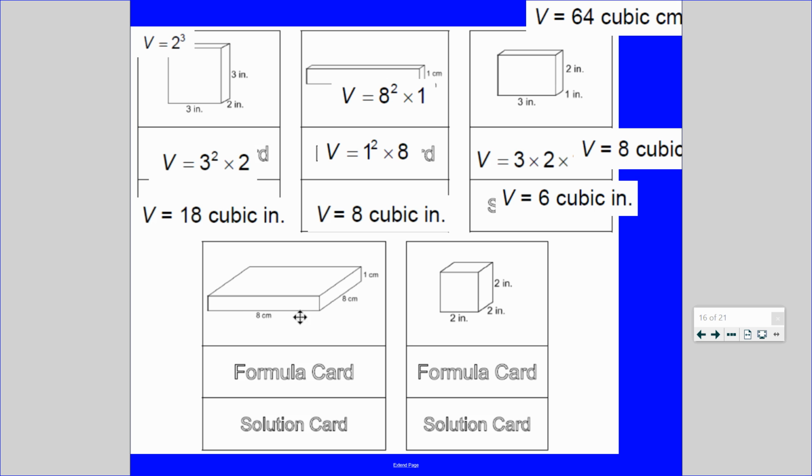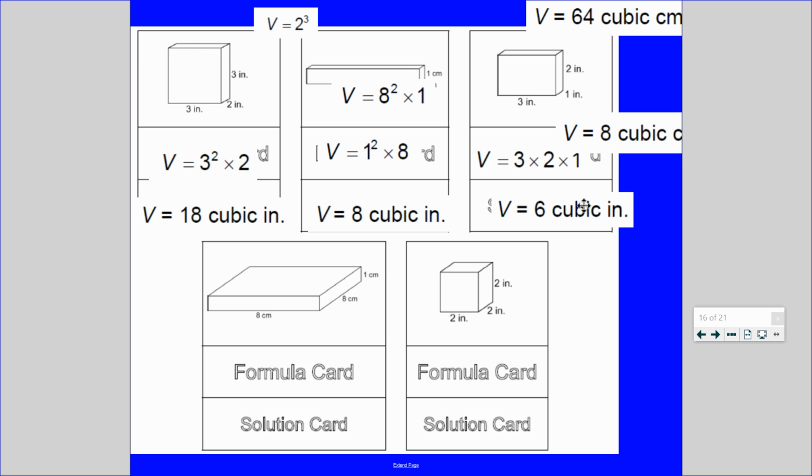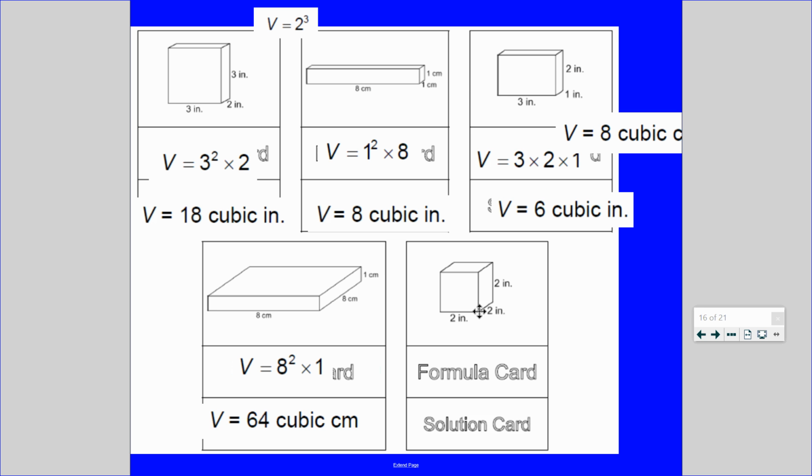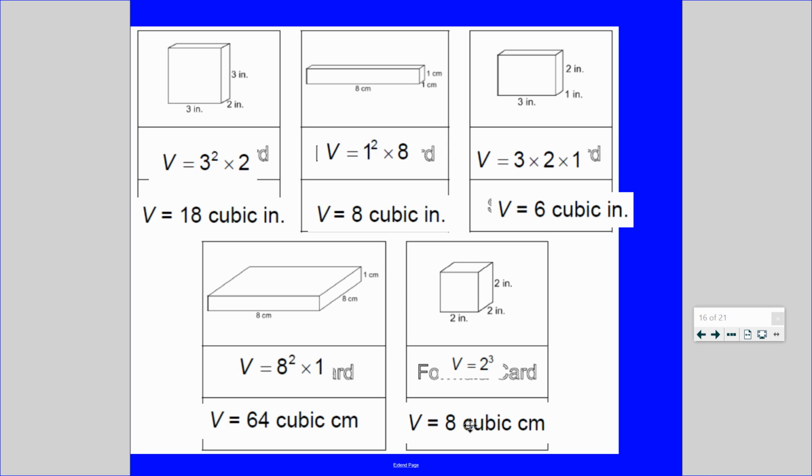This one, 8 times 8 times 1. How can I rewrite that using exponents? Right here. 8 times 8 is 64 times the height of 1 is 64. And 2 times 2 times 2 is 2 to the power of 3. 2 times 2 is 4 times the height is 8.